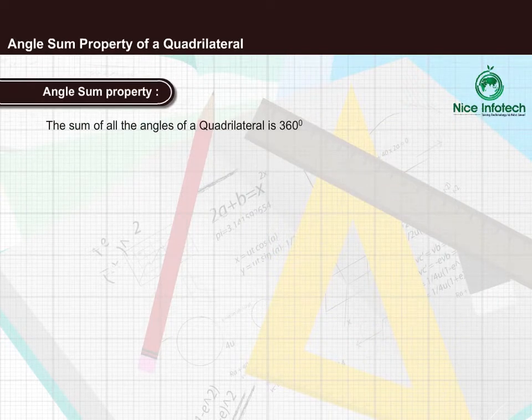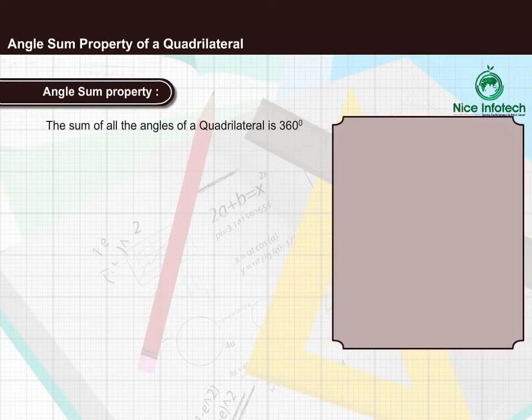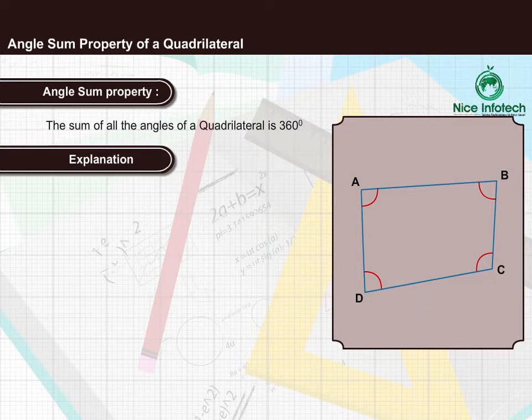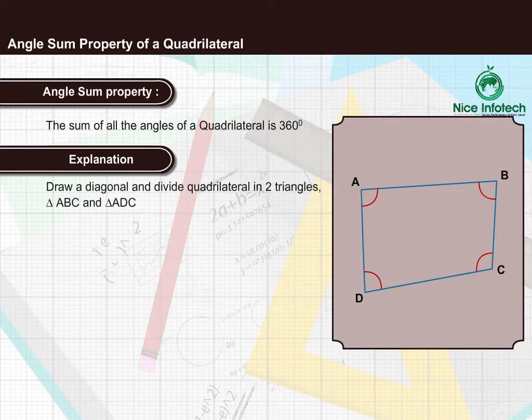The angle sum property of quadrilateral is stated as the sum of all the angles of a quadrilateral is 360 degrees. Look at the figure. The sum of angle A, angle B, angle C and angle D is equal to 360 degrees. Let's see its explanation. Draw a diagonal and divide quadrilateral in two triangles, triangle ABC and triangle ADC. Now apply angle sum property of a triangle.